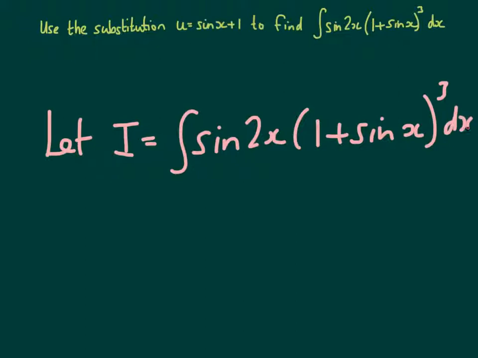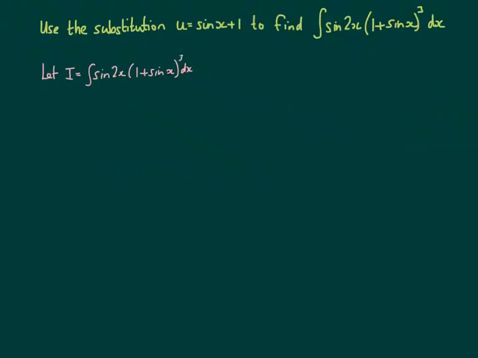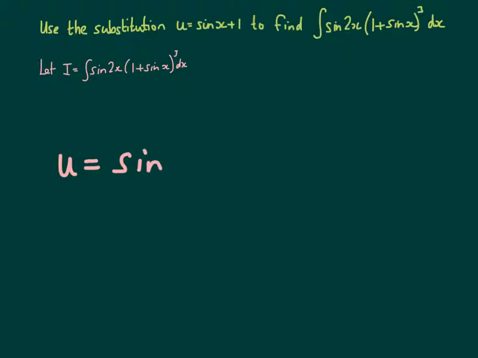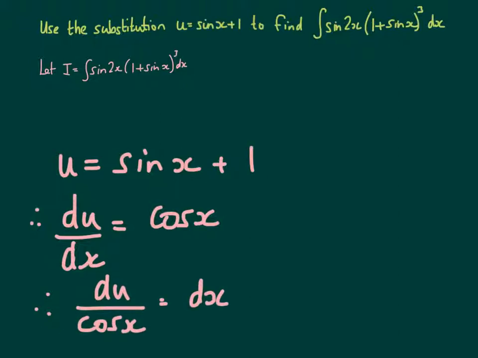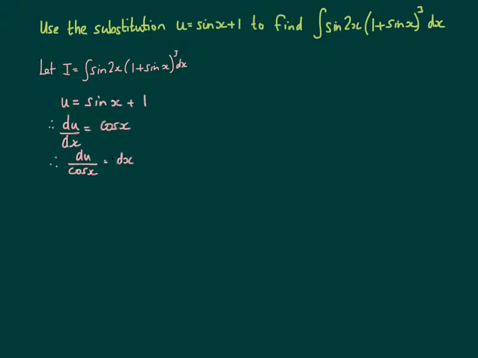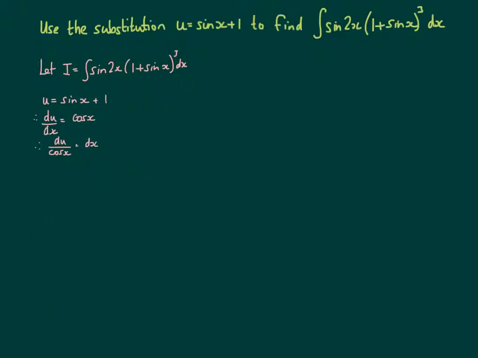Okay, and see where we go from there. At the moment, we can change the 1 plus sine x to the power 3 into u to the power 3. That's the same as sine x plus 1, isn't it? Okay. So that allows us to do one thing. So therefore, du by dx is going to be equal to cos x as well. So that'll help us to get an expression for dx. So if I just swap those two around, that's going to give me du over cos x is equal to dx.